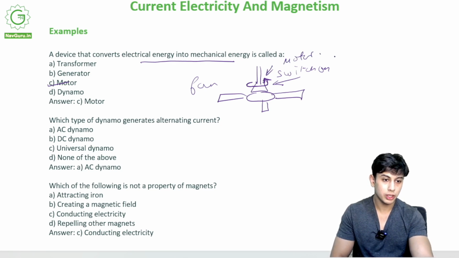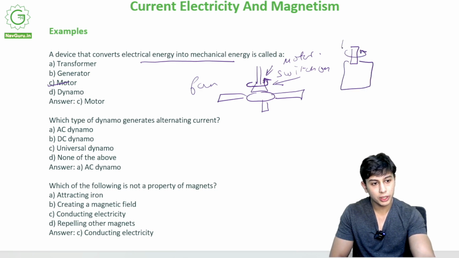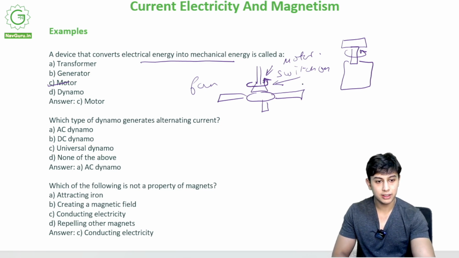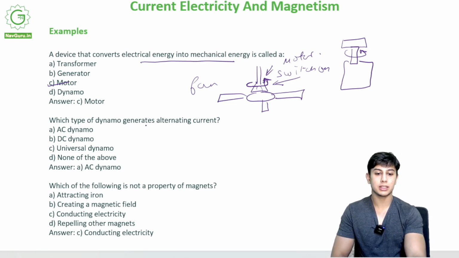Motor. As soon as I turn it on, it will convert your electrical energy, and it is connected to a rotator, and this will keep rotating. You put anything over here, it will also rotate. So this fan that you see is connected to a motor and it is rotating, so the fan is also rotating.